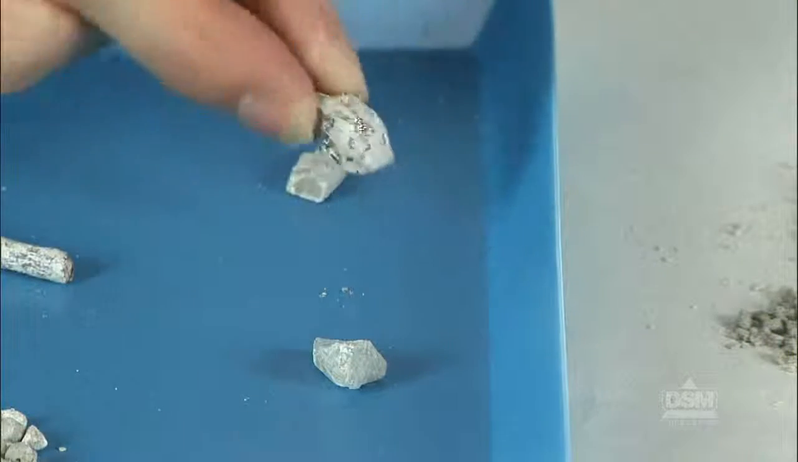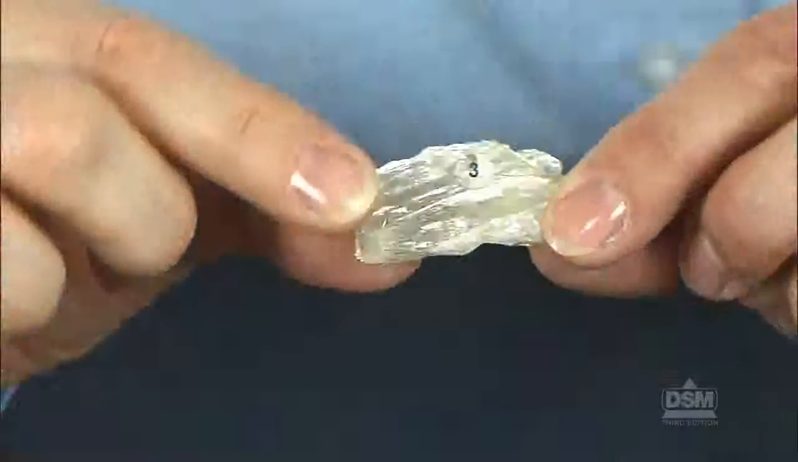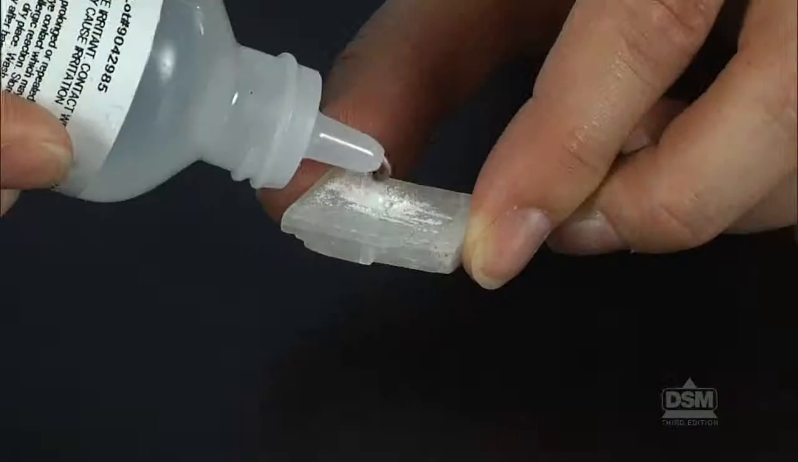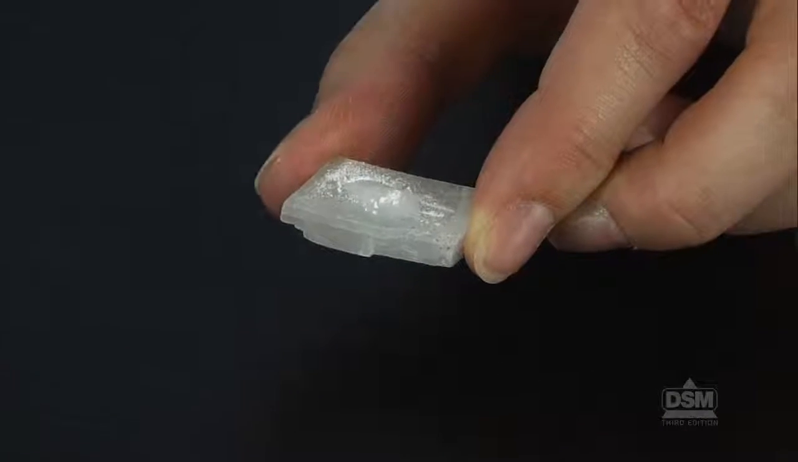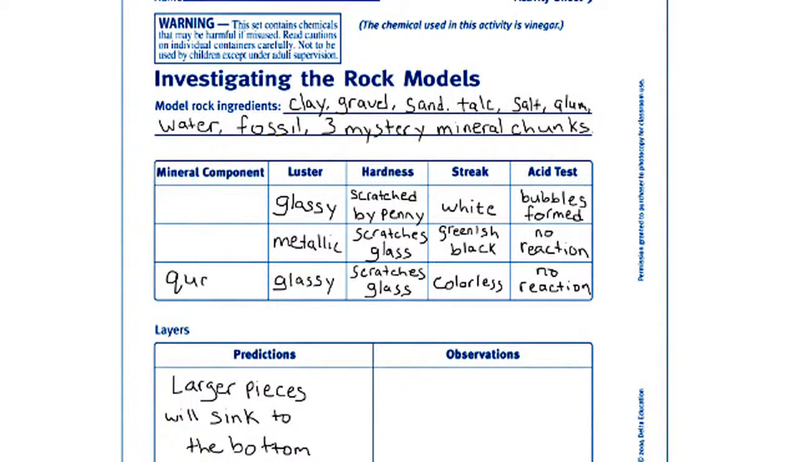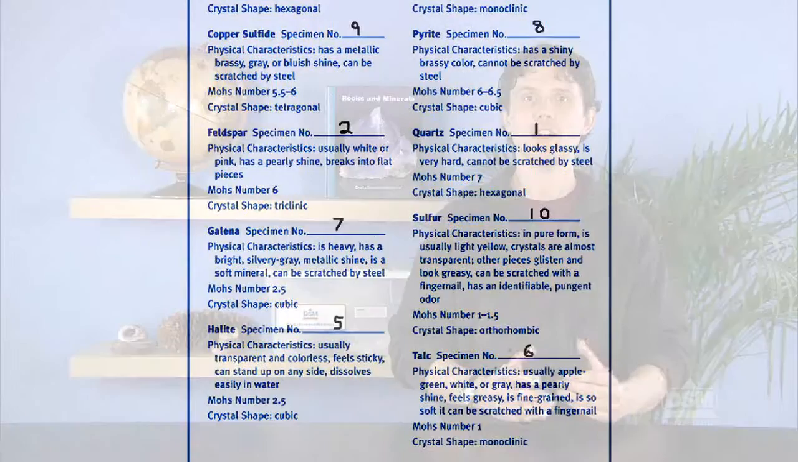Return students' attention to the larger pieces of rock on their plastic trays and remind them of the luster, hardness, streak, and acid tests used to test minerals. Then, have teams conduct these tests to identify the 3 mystery mineral pieces in their rock models. Encourage students to use the mineral data sheet and prior test results recorded on Activity Sheets 3 through 6.